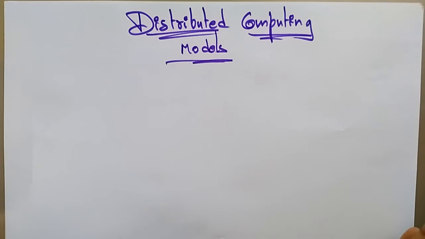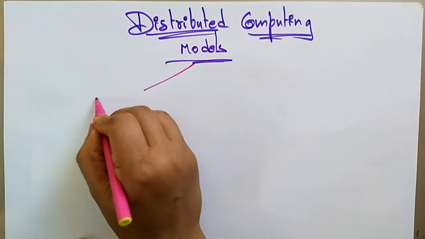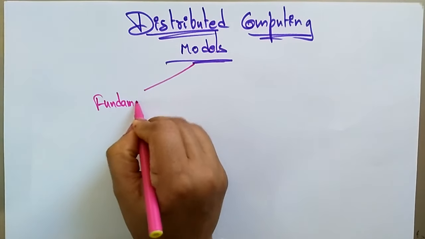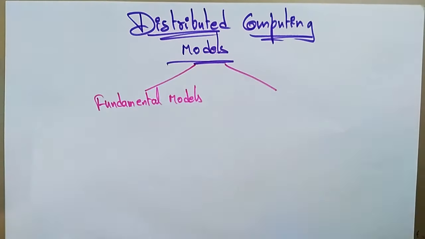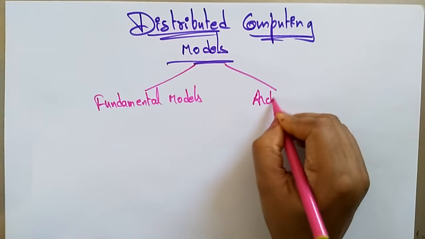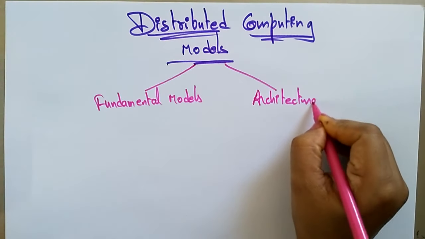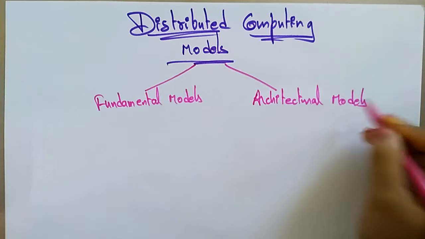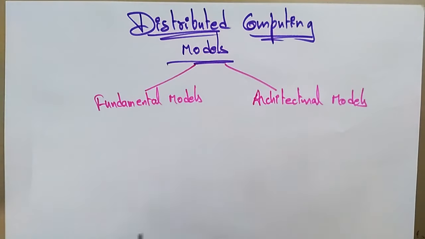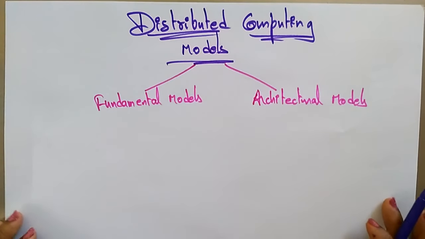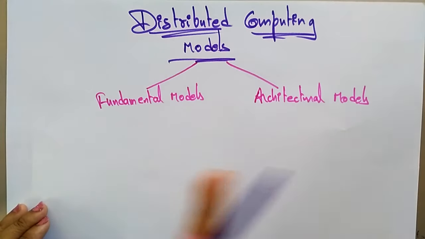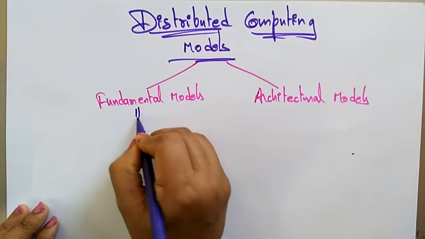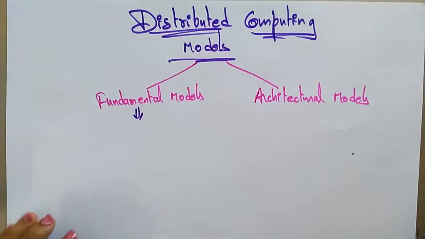If you take any system model, it will be divided into two types. One is the fundamental models and another is the architectural models. In this video, I want to give a basic introduction to the fundamental models and the architectural models, and later I'll explain with examples. The different distributed computing models are divided into fundamental models and architectural models. So what are the fundamental models? Which models do we call fundamental models?